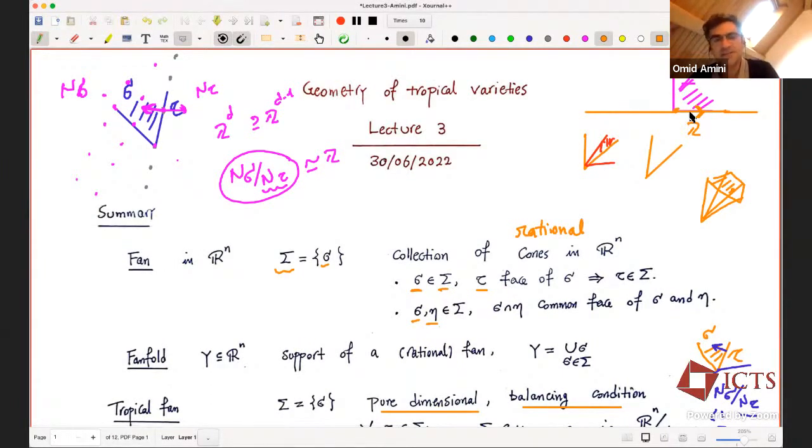Yeah. Any rational cone comes with the lattice, and this is central somehow. Yeah, everything. I mean, tropical geometry is related to integral geometry.